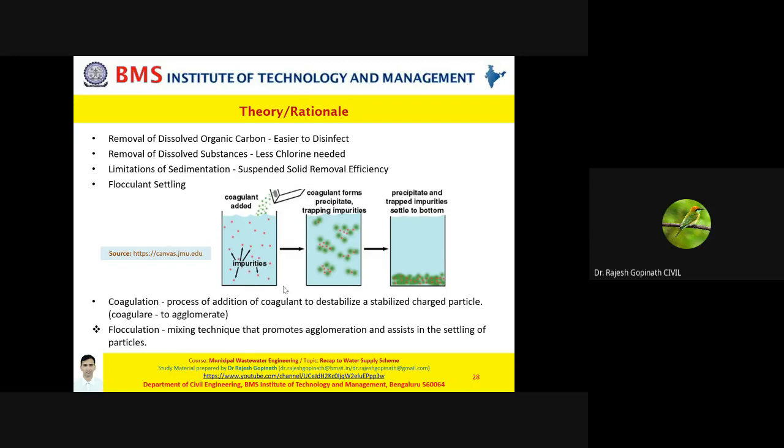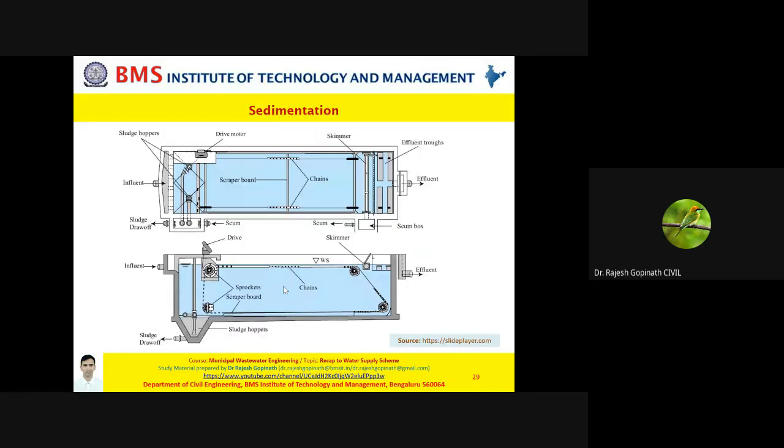So I can remove the settleable solids or the heavier solids based on Stokes law, but there are certain solids which, despite your best efforts, by giving sufficient detention, may not settle down. So I'm not talking about settleable solids, I'm talking about the flocculant solids. There are certain solids, impurities, which are so fine, so tiny, that despite how much ever detention you provide them, they don't settle down. So now, you can go for different types of sedimentation.